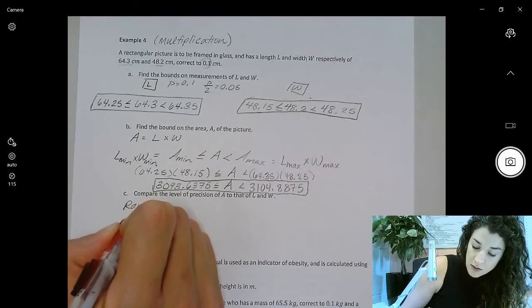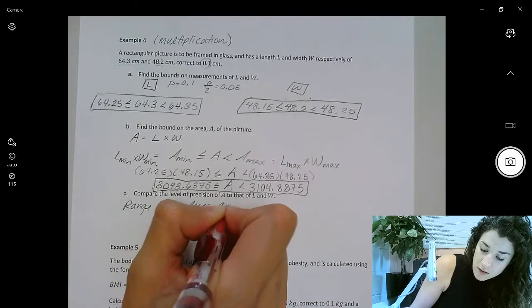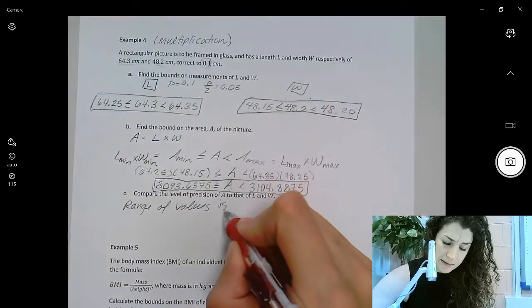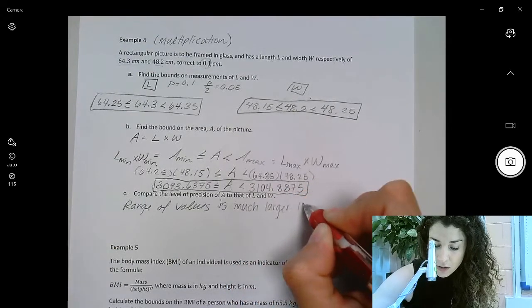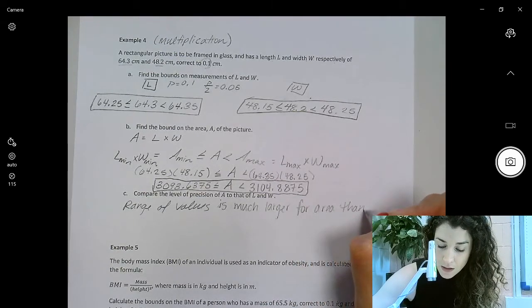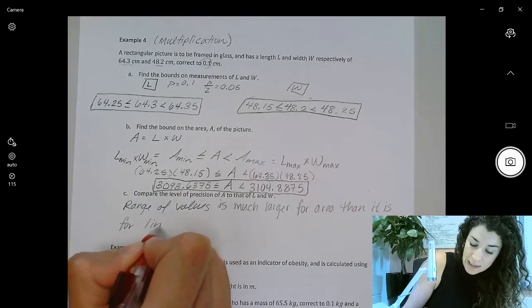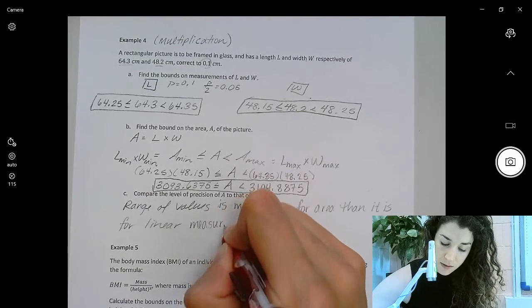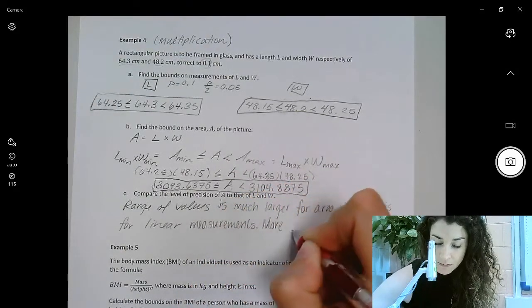So the range of values is much larger for area than it is for our linear measurements, which means more room for error.